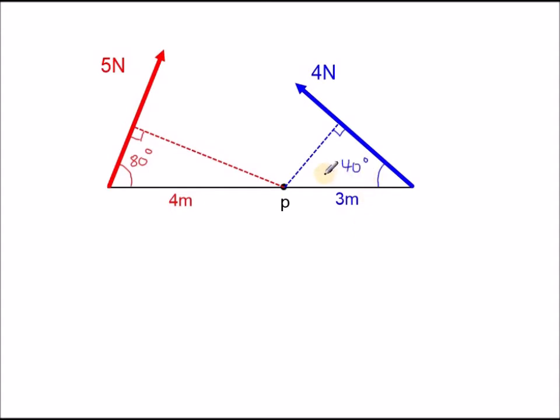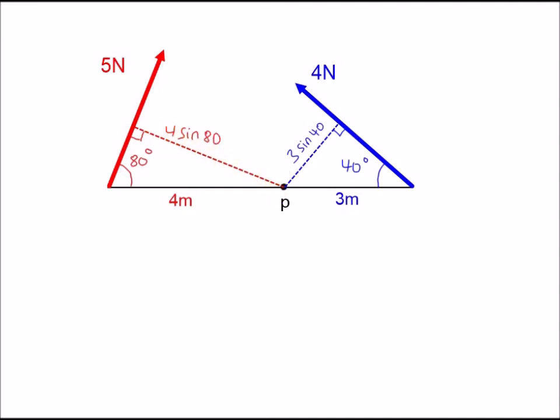So in this blue triangle, this is the hypotenuse. We have the angle and we're looking for the opposite side. So we need to use the sine function. In this red triangle, we have the hypotenuse, which is 4 meters, and we're looking for the side opposite the angle. So hypotenuse, opposite, we need to use the sine function. So 3 sine 40, 4 sine 80, perpendicular distance here.